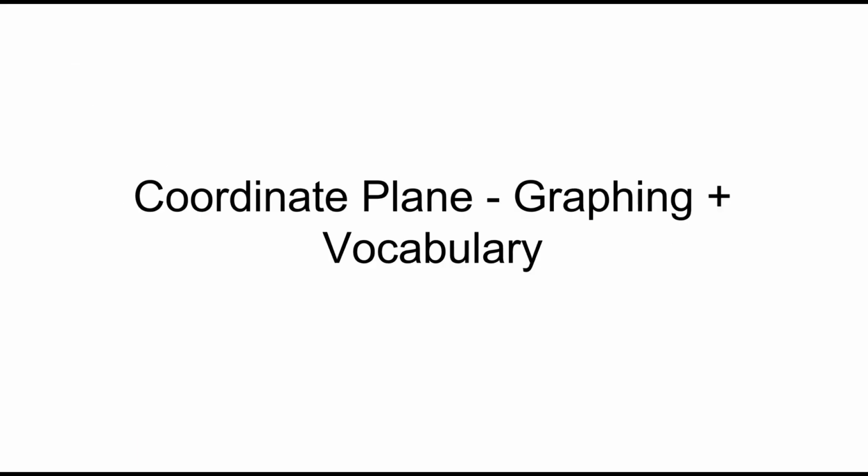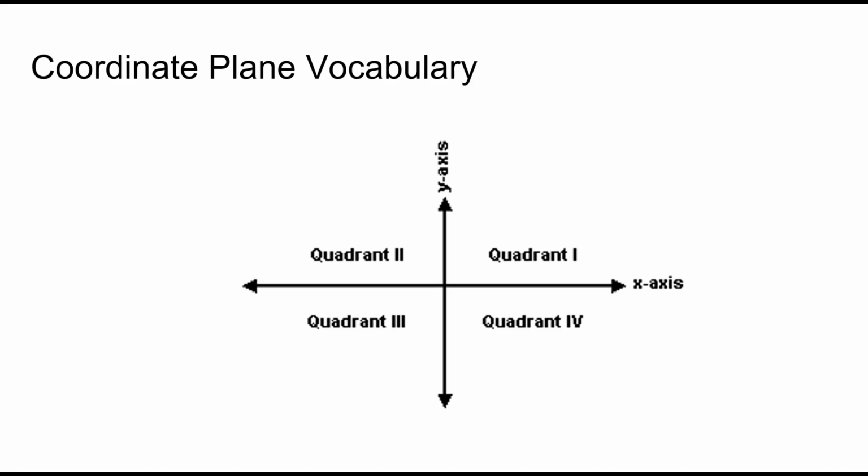We're going to move on to our last topic, which is coordinate plane and graphing vocabulary. So let's talk about the x-axis. The x-axis is our horizontal axis here, and our y-axis is our vertical axis. We label our quadrants in Roman numerals, and they go counterclockwise. So we've got 1, 2, 3, and 4.